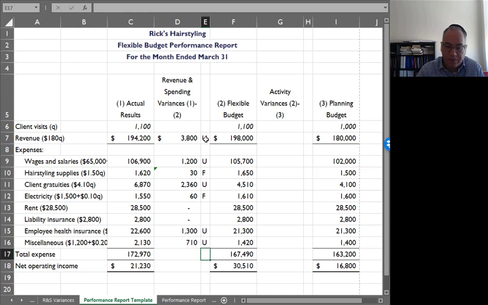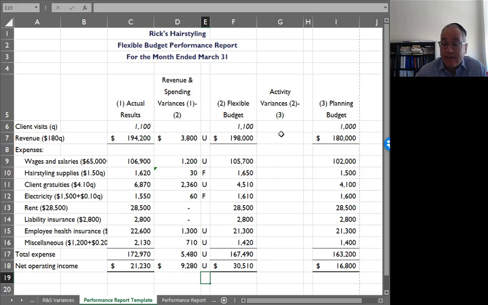That's unfavorable. And again, for the total expense, I'm going to look at the total of the actual minus the total of the flexible and not add the column up. So my total expenses, again, were $54.80 higher than expected, unfavorable. And therefore, my net operating income was $92.80 lower than the flexible budget, which is very unfavorable.